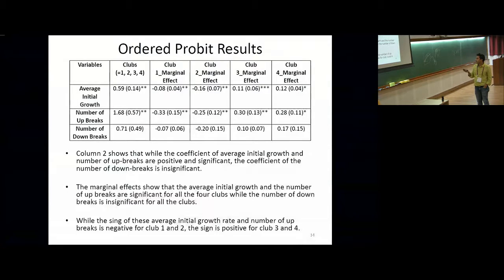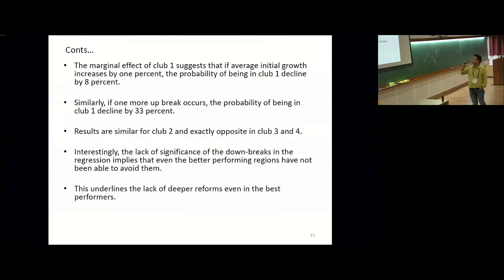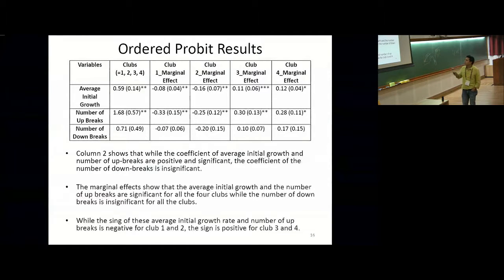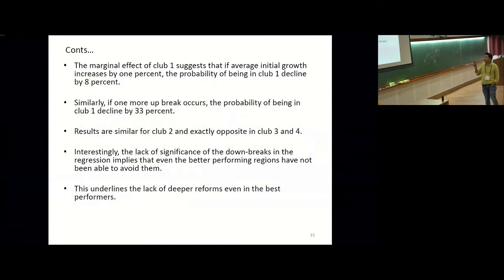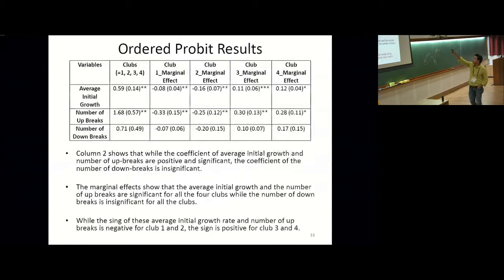The marginal effect of club 1 suggests that if average initial growth increased by 1%, the probability of being in club 1 declined by 8%. You can see that it is minus 0.08, right? Similarly, if one more upbreak occurs, the probability of being in club 1 is declined by 33%, right? But exactly the opposite thing is happening in case of club 3 and 4. You can see that the signs of the average initial growth rate and the number of upbreaks for club 3 and 4 are positive, but clubs 1 and 2 are having exactly the opposite of club 3 and 4.